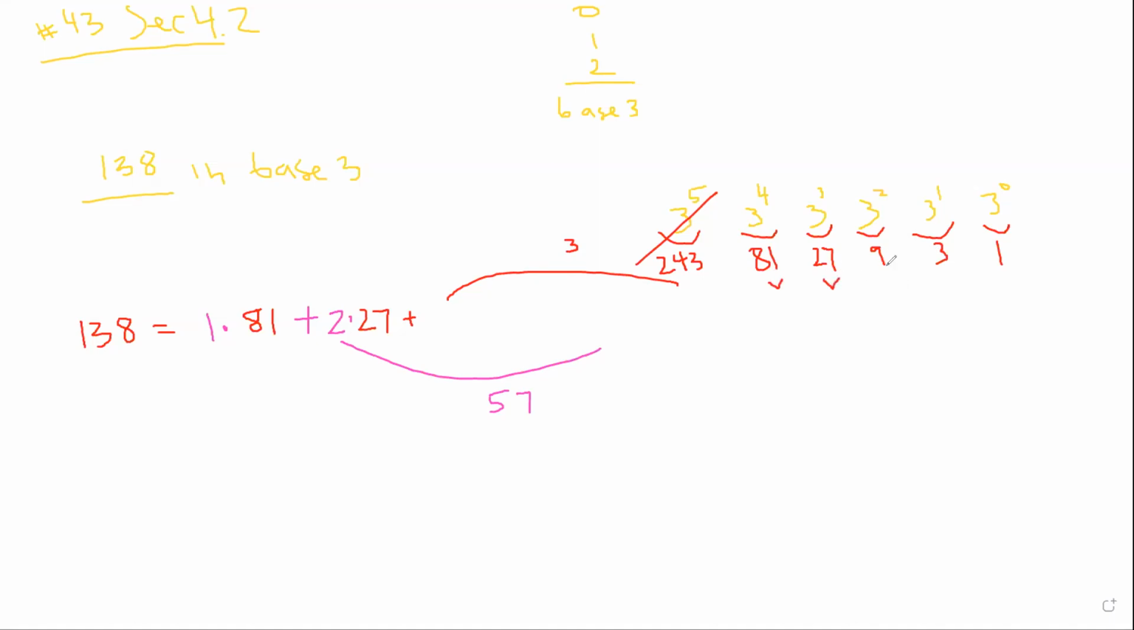Now I move to the next, to 9. So the question is, how many 9s are there in 3? I say, Alex, 9 is already too big. Okay, so 0 9s, no 9s, in other words.